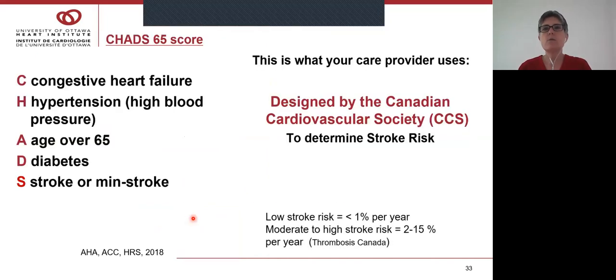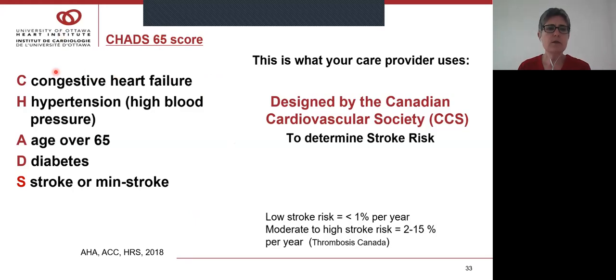So when we look at preventing stroke from atrial fibrillation, the Canadian Cardiovascular Society devised an algorithm called CHADS65. So all doctors in Canada use this algorithm to determine an individual's risk of having a stroke. So the things we look at are the age of 65. So most people, by the time they're 65, regardless of their other risk factors, require anticoagulants to prevent stroke.